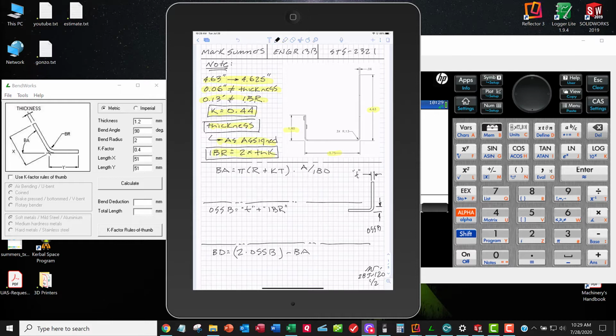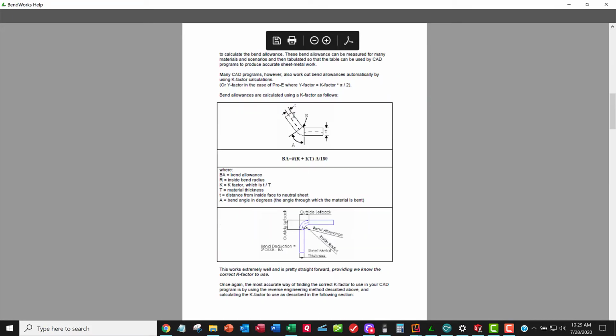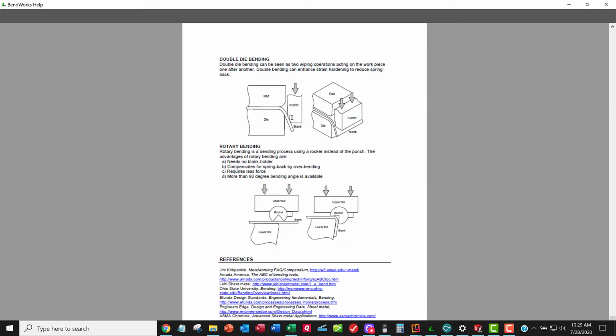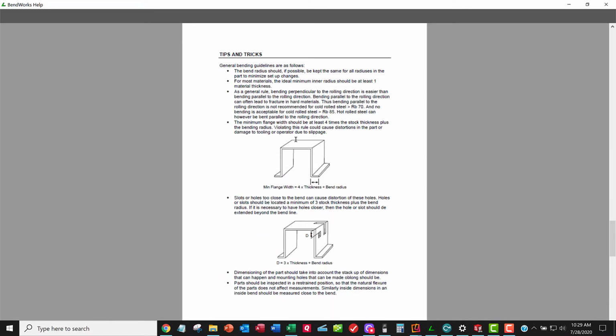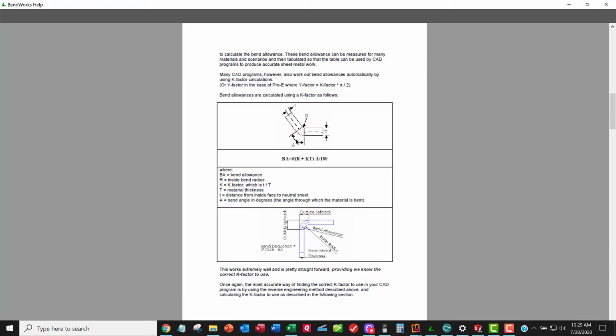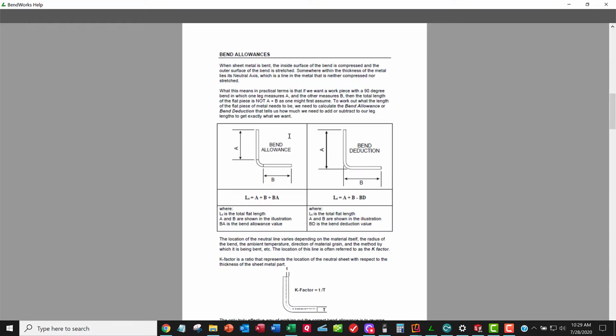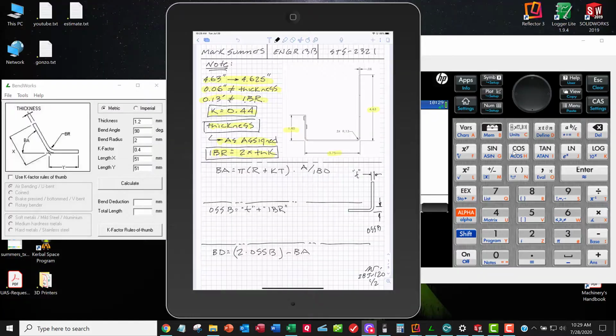All right, so let's get into the calculation. Based on our Bendworks PDF file that we got, and this is a great utility, if you go to Help and click on The Fine Art of Sheet Metal, you're going to get a beautiful PDF file that goes through all kinds of relevant information about sheet metal bending, manufacturing processes, good design rules to live by, and all these equations we're going to go through. We reviewed that in class, so I won't waste your time reviewing it again, but that's where that lives inside that Bendworks utility.